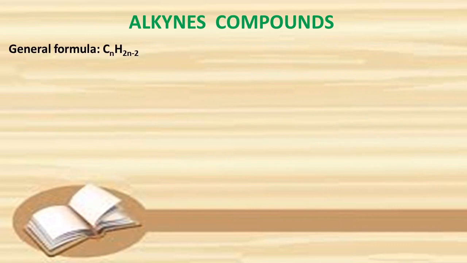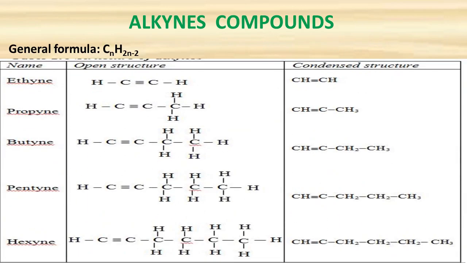Now let us look into the structures of alkyne compounds. As you have seen for alkanes and alkenes, alkynes also have a general formula, that is CnH2n minus 2. So remember students, the formula for alkynes is CnH2n minus 2. So now it is clear: alkanes are CnH2n plus 2, alkenes CnH2n, and alkynes CnH2n minus 2. Again, you are going to see the structure here, how to write for the alkynes. As you wrote for alkenes, in the same manner you have to write for alkynes.